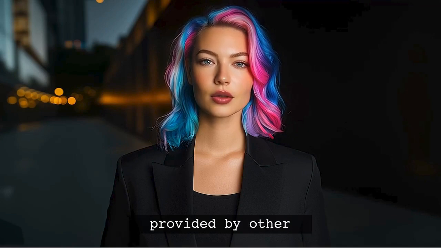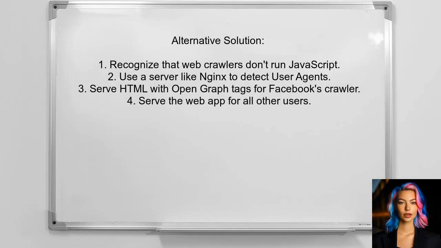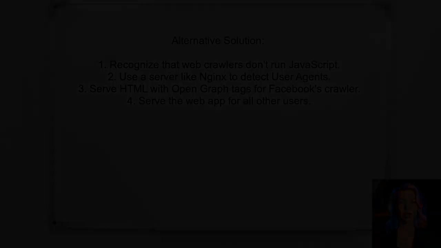Now let's look at the answers provided by other users. An alternative approach shared by another user highlights that many web crawlers, including Facebook's, do not execute JavaScript. Instead, they simply read the HTML as it is. To address this, they suggest using a server like NGINX to detect the user agent. If the visitor is identified as Facebook's crawler, the server should serve a simple HTML page with the Open Graph tags. For all other users, the web application can be served as usual.